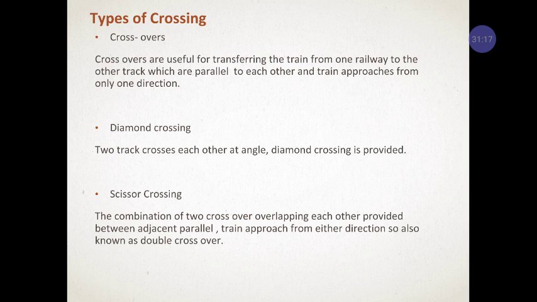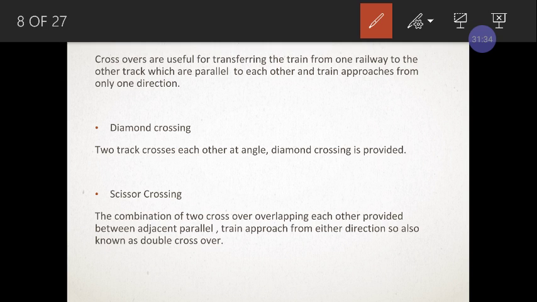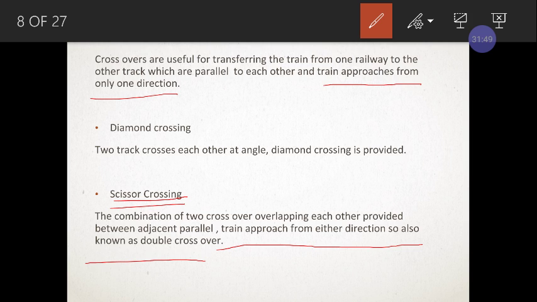It is the combination of two crossovers overlapping each other provided between two adjacent parallel tracks, and the train approach is from either direction, so it is also known as double crossings. In the first case, the train approach was in only one direction, but in the case of scissor crossings or double crossings, the train approach is from either direction. You can bring the trains from either direction, there is no problem over here.